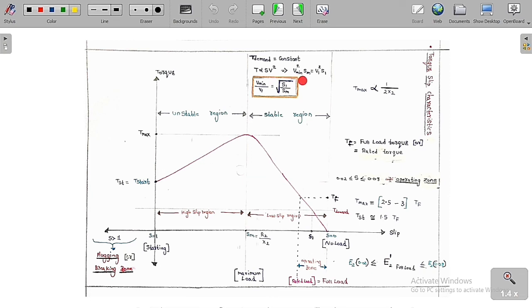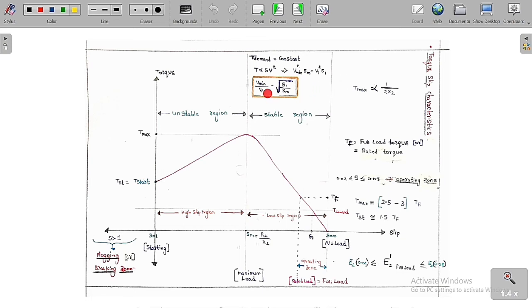So therefore we can say that V minimum square into Sm is equal to V1 square into S1, because whenever the slip is maximum, this is the maximum slip which we can get in a stable region. This is the slip at maximum torque. If S is equal to 0 and this is Sm, this is higher compared to here. So when slip is maximum, voltage should be minimum, then only torque is constant. So this is V1 square into S1.